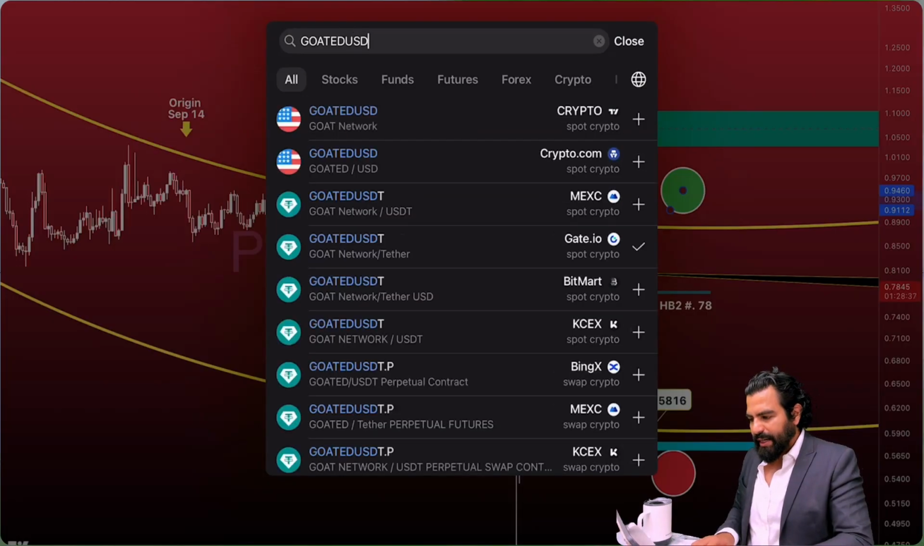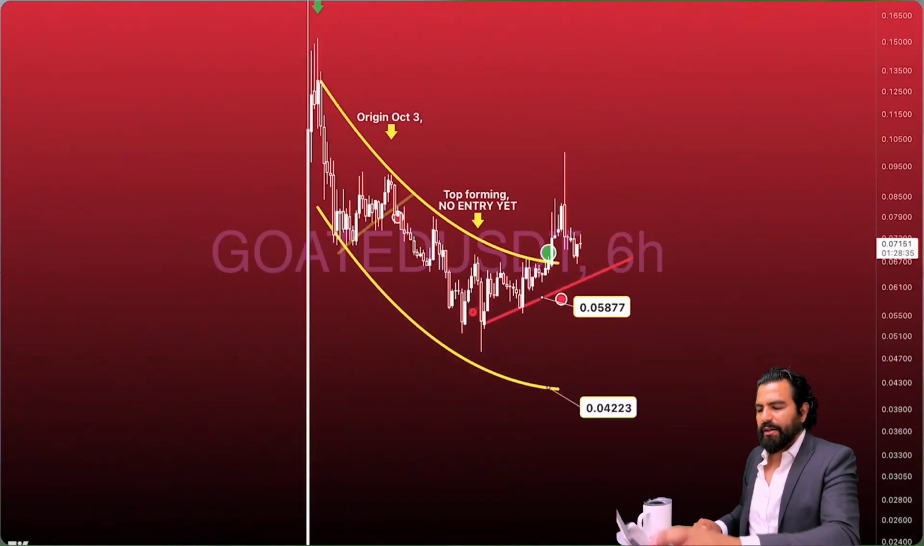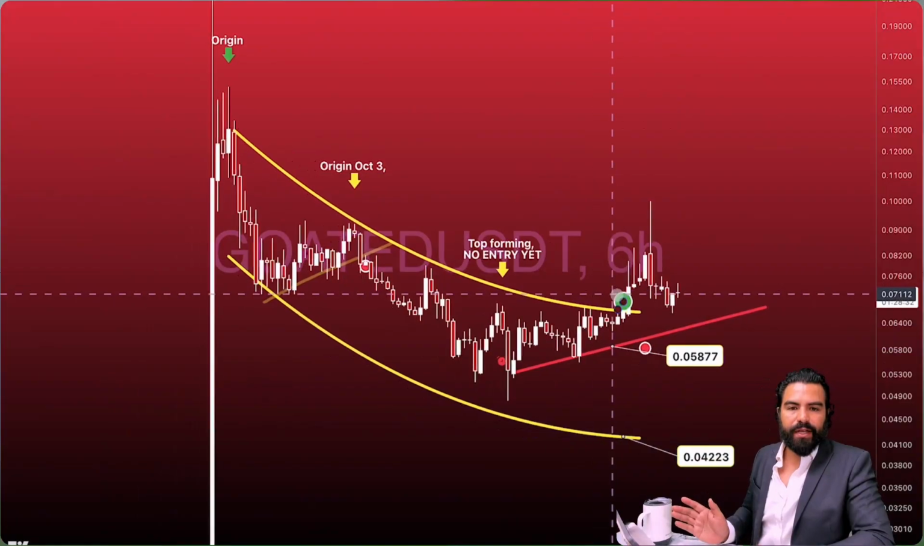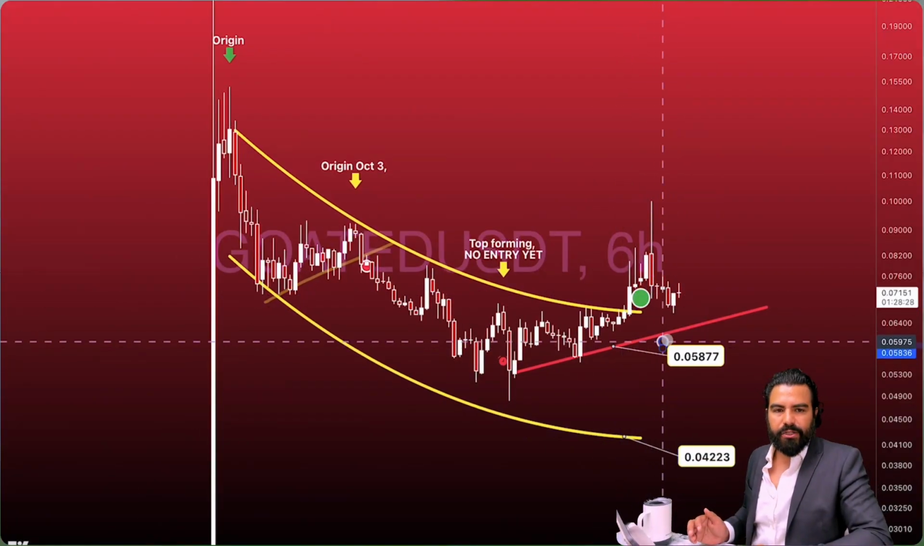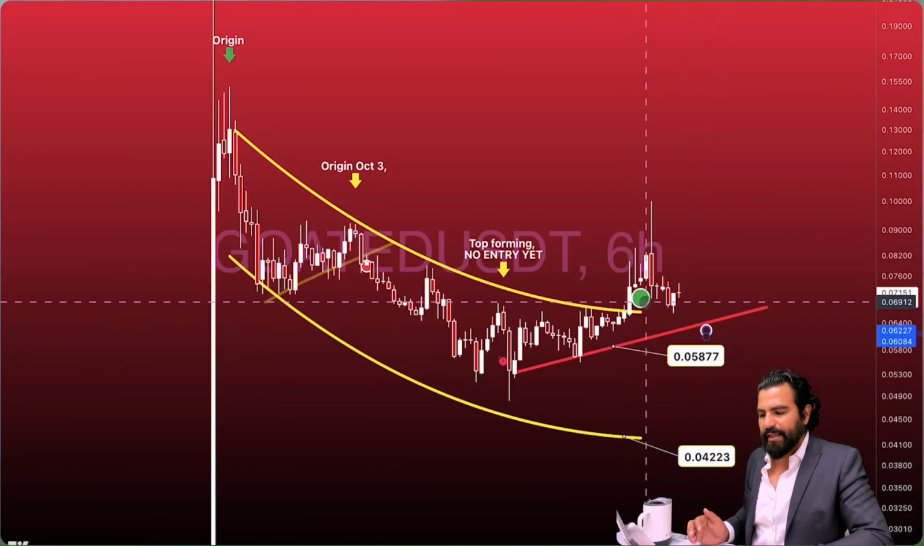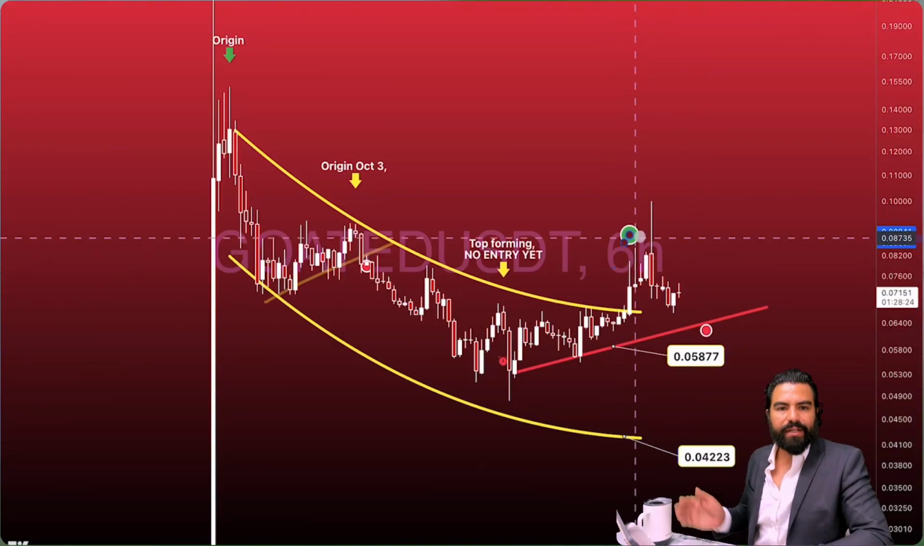Of Goated, we didn't get the trigger to the short triggered. Instead, Goated moved into the positive area. So the short for Goated was not triggered. The short would be underneath there. You can see that Goated building above here is a positive close.